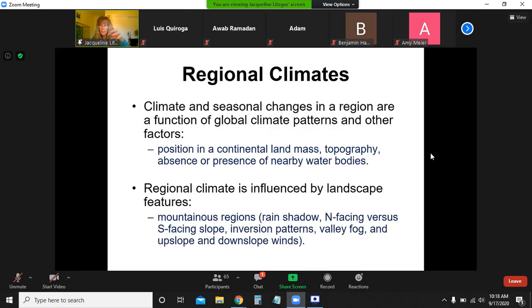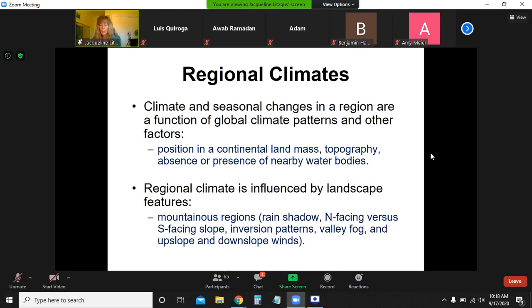Okay, so we'll narrow in a little more now and talk about regional climate. So climate and seasonal changes of a particular region are not only a function of the global patterns that we've talked about, but they're also influenced by many other factors, like the position in a continental landmass. So if you're locked in the interior versus on a coastal area, the regional climate is going to be very different, right? Locked in the center, you tend to have much more variation in extremes, really cold winters, really hot summers. Whereas on the coasts, like if you think about Vancouver, it's fairly moderate, right? Like Vancouver gets daffodils flowering in February, for example. So it's a much more moderate climate. There's less variation, and that's because of the impacts of the ocean that are there.